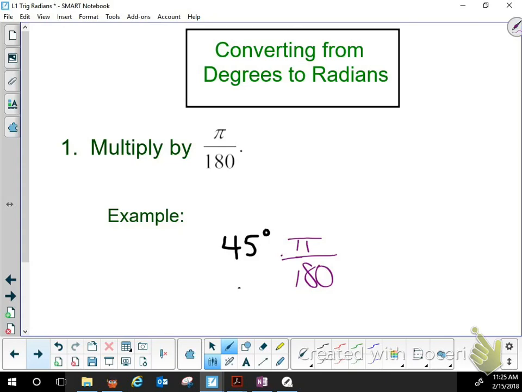Right now I want you to give me a fraction and leave the pi in there. Don't give me a decimal. So I'm going to reduce this. If it helps, you can put 45 over 1. 45 goes into 180 4 times. I get pi over 4. It's pi over 4 radians.